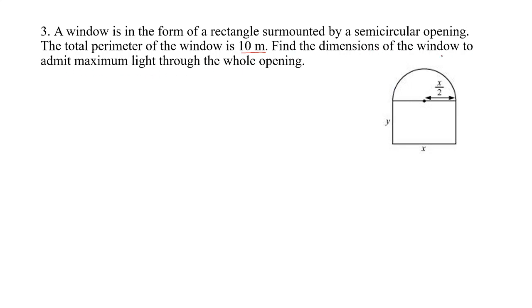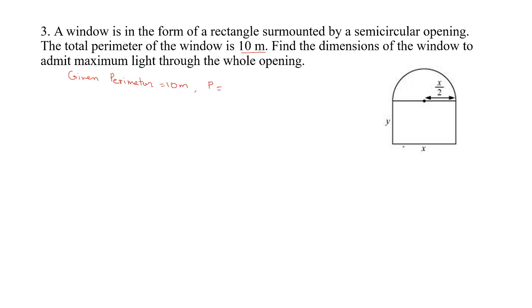So we have to find the maximum area of the window, when perimeter is equal to 10 meter. So given perimeter equal to 10 meter. Now if we find the perimeter of this figure, suppose we take perimeter as P.